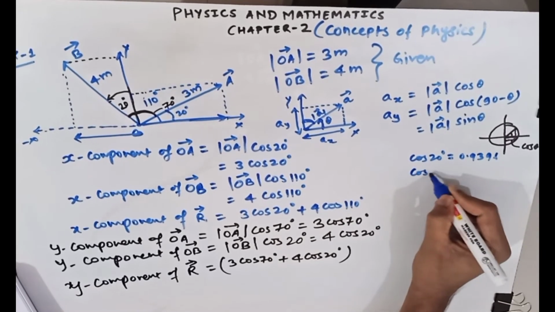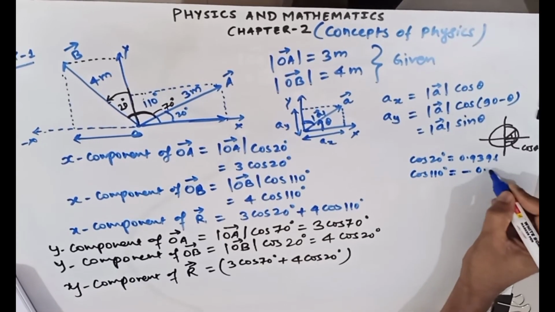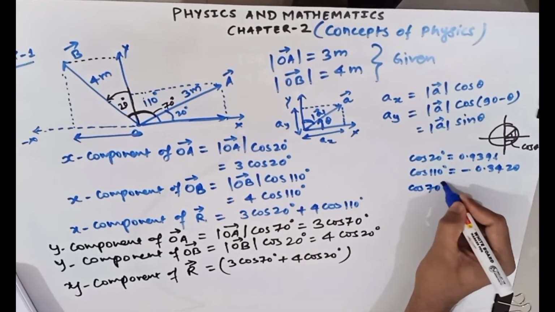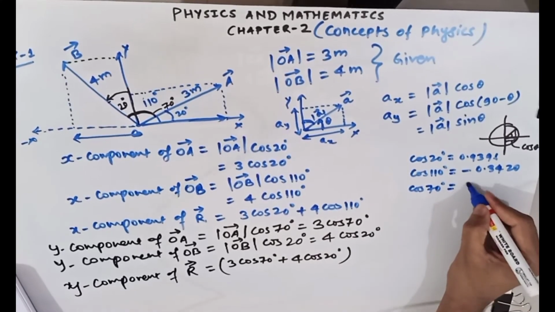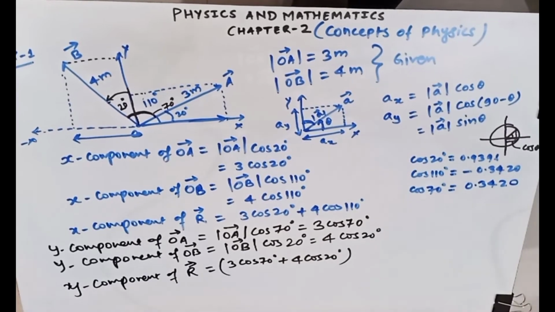So if I put this value, you can check that cos 20 degree is 0.9396, cos 110 degrees is nothing but 0.3420, and cos 70 degree is equal to 0.3420. Okay, now let us put these values.